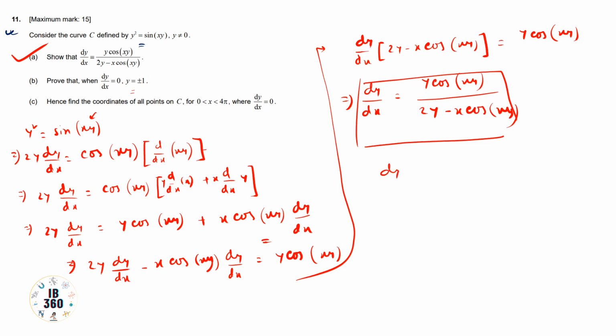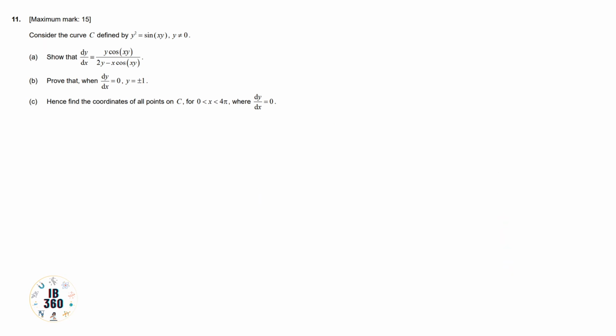So if dy/dx equals 0, it means y cos xy divided by 2y minus x cos xy must be equal to 0. Now keep this equation in mind, and we are doing this problem.